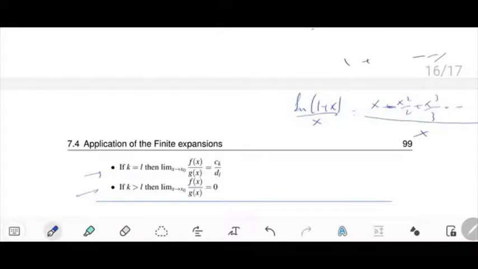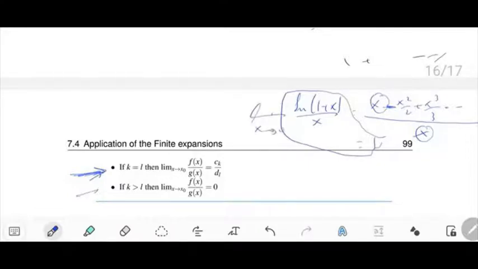So you see here you are starting by a degree 1, and here you are starting by a degree 1. So you are in this case. And in this case, the limit is the coefficient of the degree 1 in the numerator over the coefficient of the degree 1 in the denominator. So it's 1 over 1, so it's equal to 1. And this is a formula that you know from last year that says that the limit of ln of 1 plus x over x when x tends to 0 is equal to 1. So the limit when x tends to 0 is equal to 1.